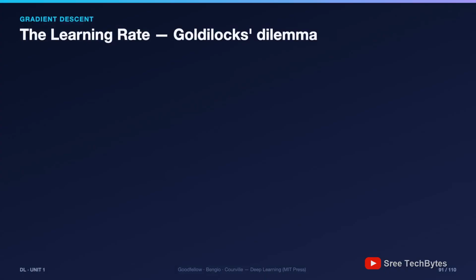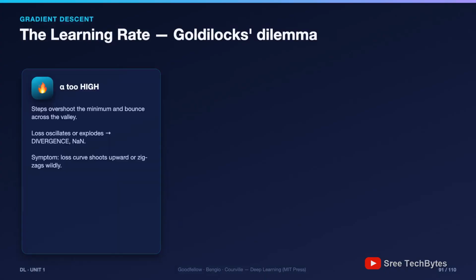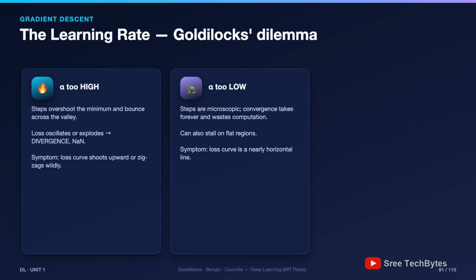The learning rate deserves its own slide because it is by universal agreement the single most important hyperparameter in deep learning. And the story is pure Goldilocks. Alpha too high, your steps overshoot the valley and bounce wall to wall. The loss oscillates wildly or explodes into NaN. Sound familiar? This is one of the roads to that 3 AM error from earlier. Alpha too low, microscopic baby steps.